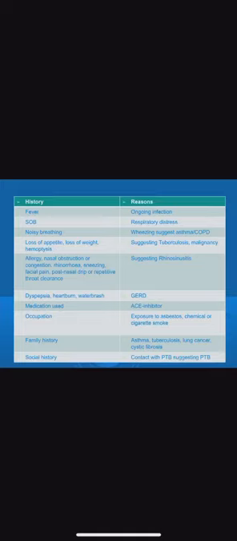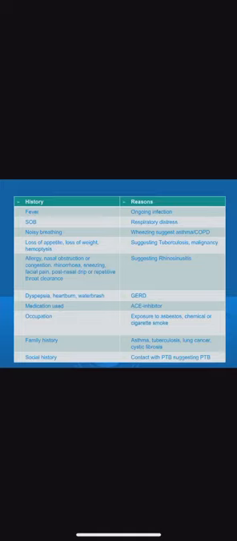If the patient has allergy or nasal obstruction, this is suggestive of rhinosinusitis. If the patient has dyspepsia, heartburn or water brash, this is suggestive of GERD. From the history, if he has medication, we ask, as this is suggestive of cough induced by ACE inhibitor.